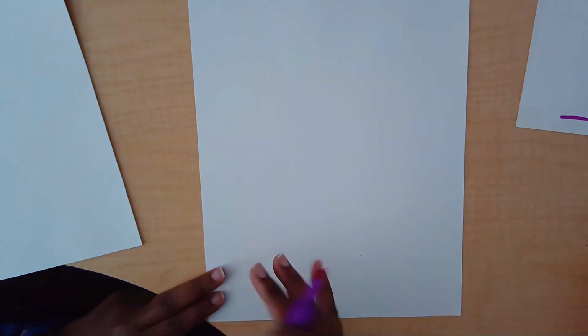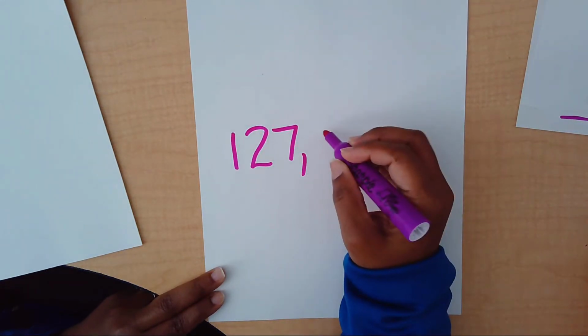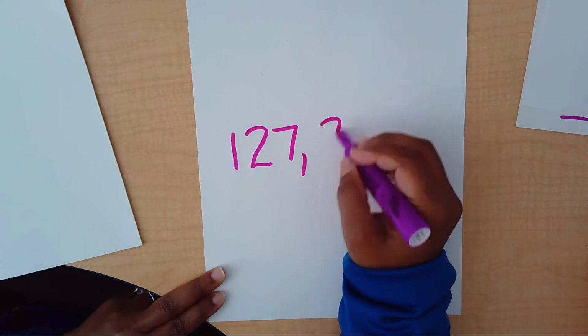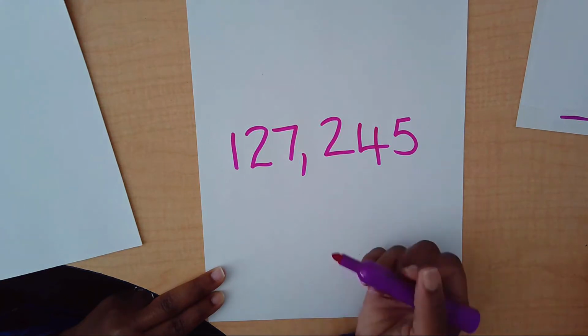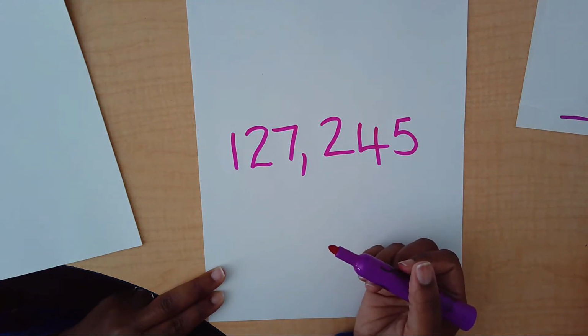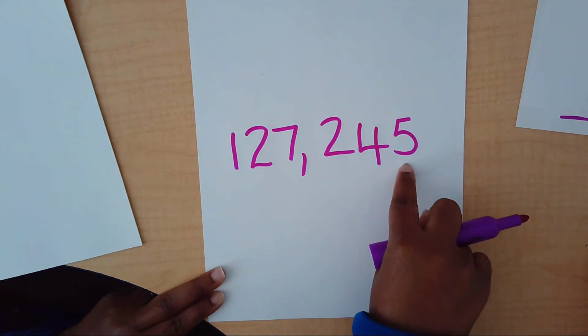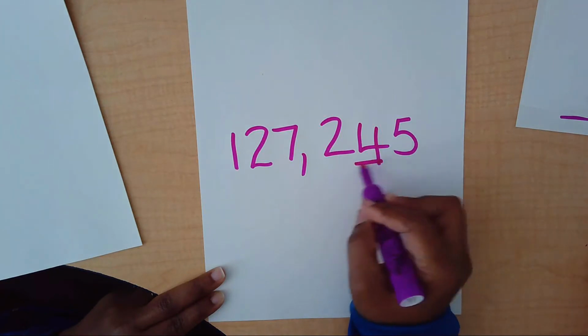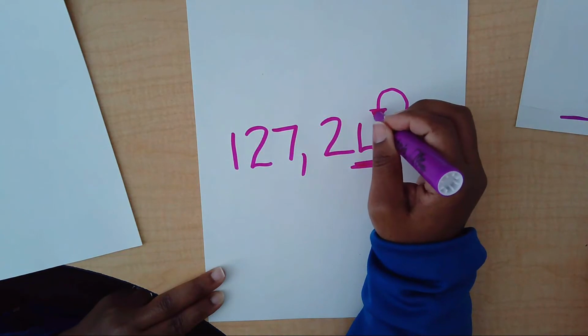And guess what, guys? It doesn't matter how big the number is. You definitely do not need to be scared. I'm going to use a huge number now, 127,245. We will be rounding this number to the nearest 10. Because we're rounding to the nearest 10, we must first find the number that's in the tens place. This is the ones, this is the tens. We underline, our arrow comes from the 5.